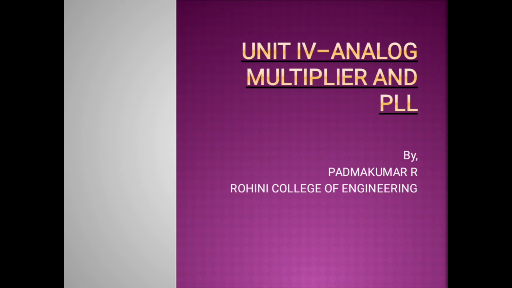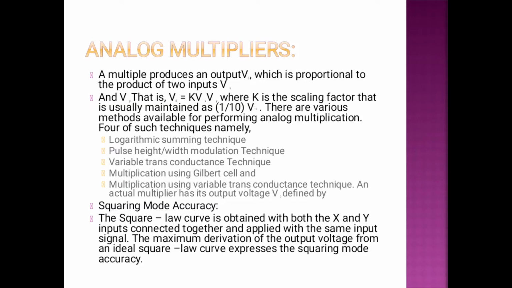Analog multiplier and the PLL. An analog multiplier produces an output voltage V0 which is proportional to the product of two inputs Vx and Vy, that is V0 is equal to Kv. Logarithmic summing techniques, pulse height weight modulation techniques, variable transconductance techniques, multiplication using Gilbert cell, multiplication using variable transconductance technique.